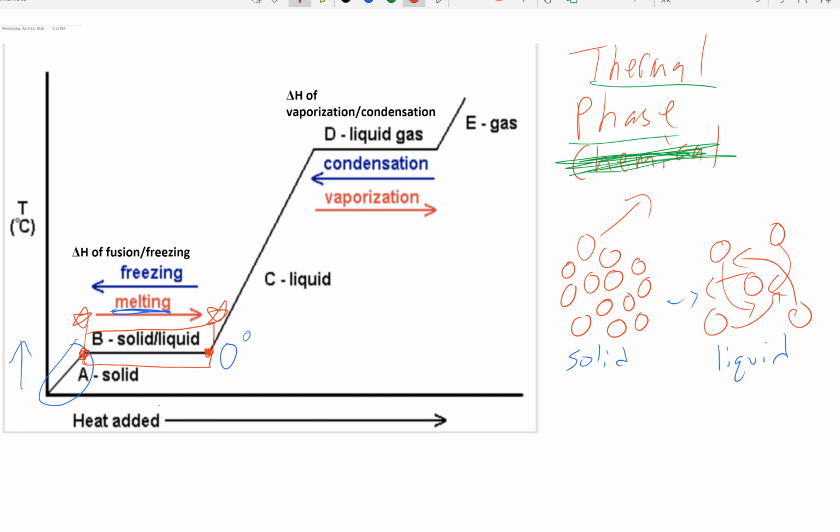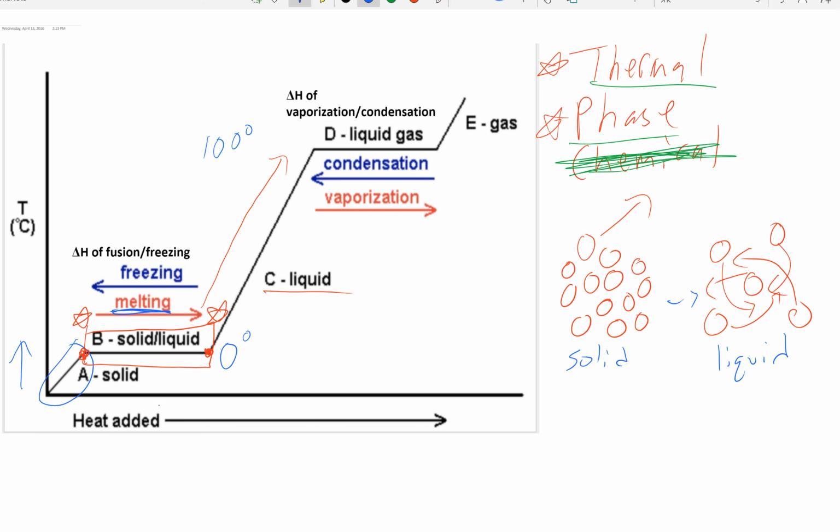So the energy is no longer going into increasing how fast the particles are moving. It's thermal energy. It's going into increasing how far the particles are from each other, which is phase energy. It's a form of potential energy. Now, once the bowl of ice has completely melted, it's become a liquid. So at 0 degrees Celsius, water, if you continuously add heat to that, it's going to increase to 100 degrees, which is the temperature at which water boils. Water boils at 100 degrees, right?